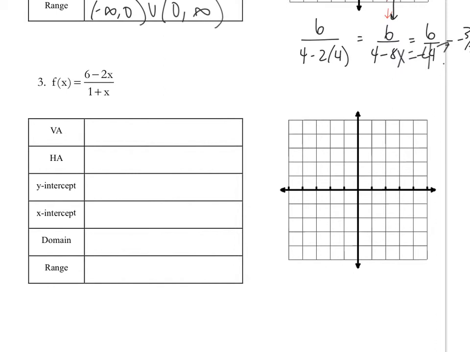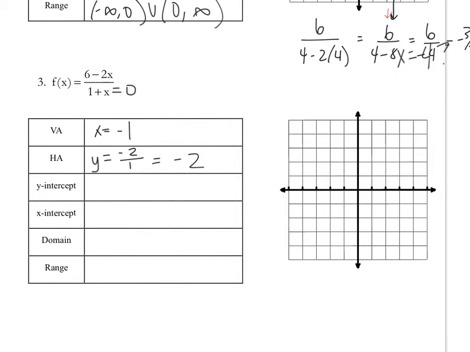Alright, vertical asymptote. Set the denominator equal to 0. That gives me x equals -1. Horizontal asymptote. The degree on the top is the exact same as the degree on the bottom, so I'm taking the lead coefficients. And be careful because these are both written out of order. So the lead coefficient is actually -2 on the top, and the lead coefficient of the bottom is 1. So I'm doing y equals, the lead coefficient of the numerator is -2, lead coefficient of the denominator is 1.